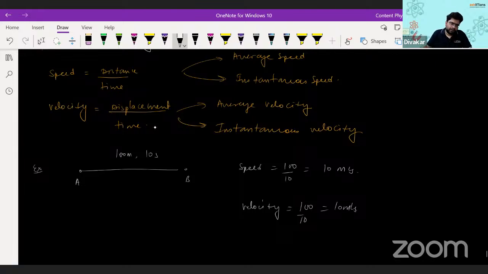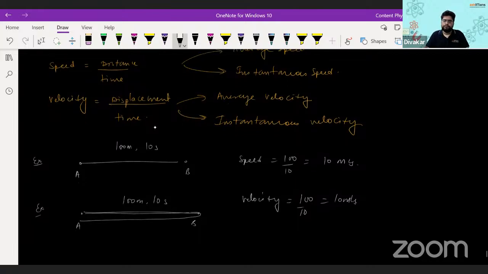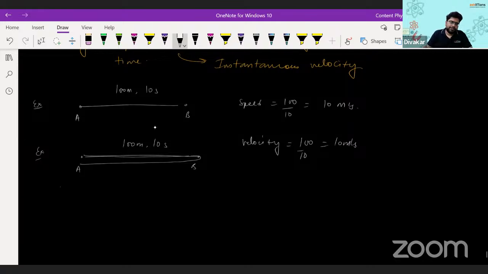Let's take another example. Let's say the same person moved from point A to point B, which is 100 meters away. After reaching that point, the person took a turn and came back to point A. So understand, it's a two-way journey from A to B, and the same time it takes to go from B to A. If I ask you what the speed is in this case, you will say speed is total distance, which is 100 plus 100, so you get 200, divided by total time, which is 10 plus 10, which is 20. So you will say, okay, there is no change in speed, at least. So 10 meters per second.